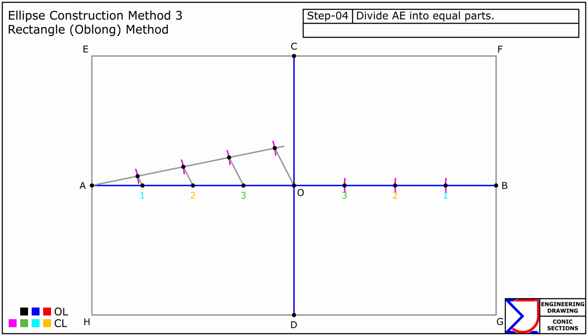Similarly, divide AE into the same number of equal parts and mark the points accordingly, as shown. Then, using the same division length, mark corresponding points along AH, BF, and BG.